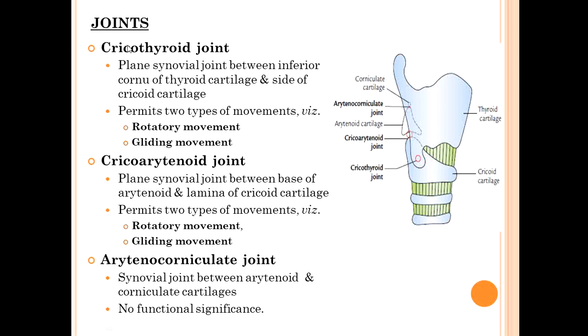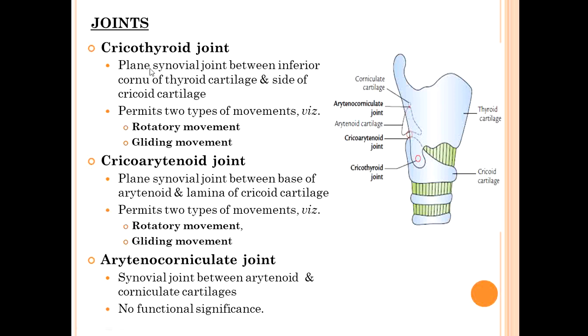Then what about the joints? There are three joints. One is the cricothyroid joint between the cricoid cartilage and thyroid cartilage. The second is the cricoarytenoid joint between the cricoid cartilage and arytenoid cartilage. The third is the arytenocorniculate joint, between the arytenoid cartilage and corniculate cartilage.